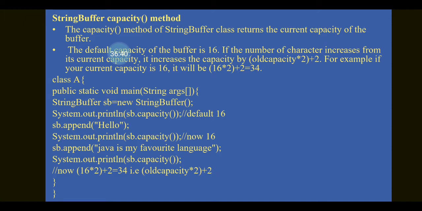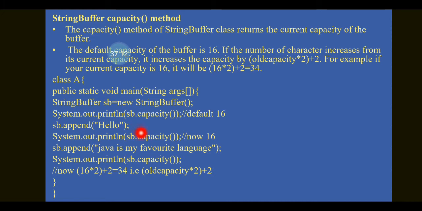And the StringBuffer capacity() method. Here, StringBuffer sb = new StringBuffer(); System.out.println(sb.capacity()), which will return the default capacity of the StringBuffer, 16. In order to add a string, we have to use the append method, sb.append("hello"), so that hello will be appended to the sb. Initially the sb is empty, so hello will be appended in sb.